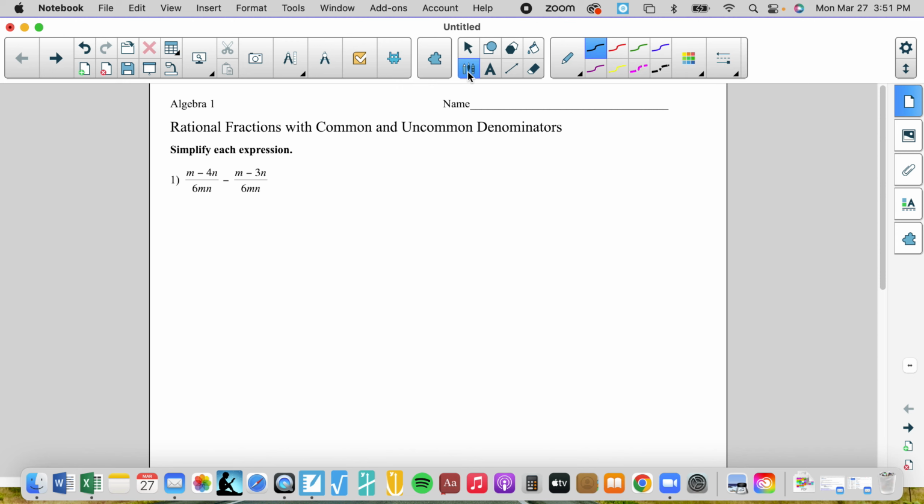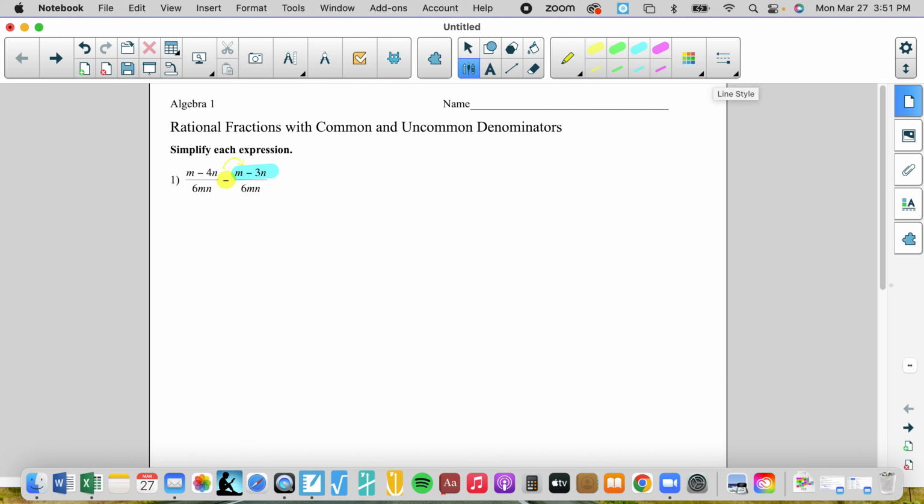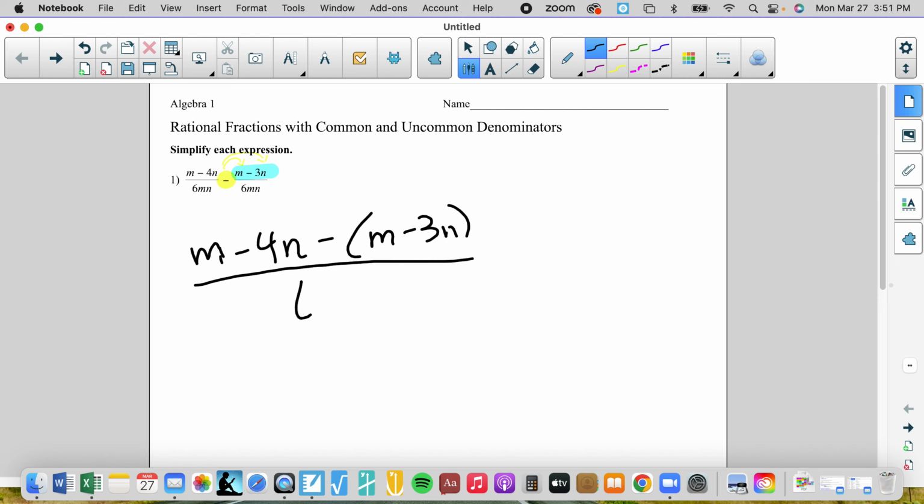denominators, one of the things we have to be aware of, even with this early first problem, is that negative. Because there are two terms in the numerator, we have to make sure that we distribute that negative to both of those. Both of them, that's a common mistake. So we're going to have m minus 4n minus the quantity in the numerator all over the denominator.